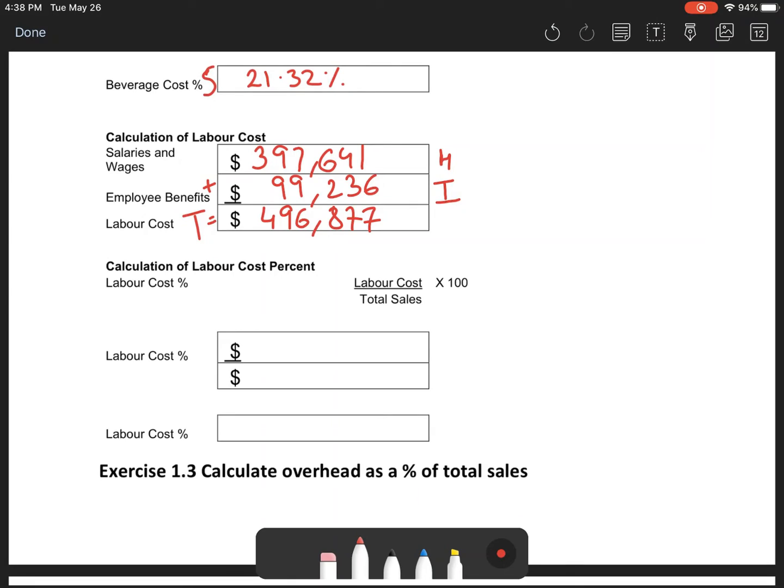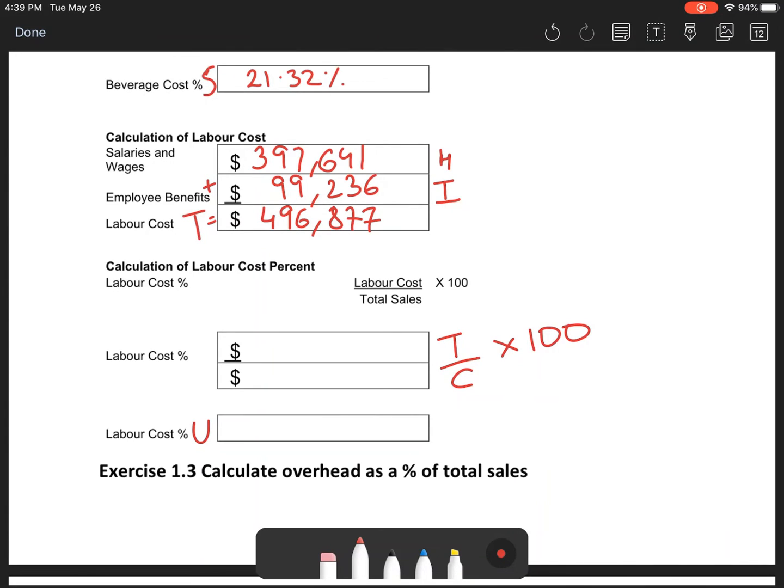All right, we're looking good. Now that we know the total labor cost, we're going to calculate the labor cost percentage. So that's a U. The labor cost percentage is equal to labor cost divided by total sales. If you notice, for the food cost and beverage cost percentages, we used the food sales and beverage sales respectively for their calculation. Over here, when we calculate the labor cost percentage, we're going to use the total sales. So that's T divided by C into 100.